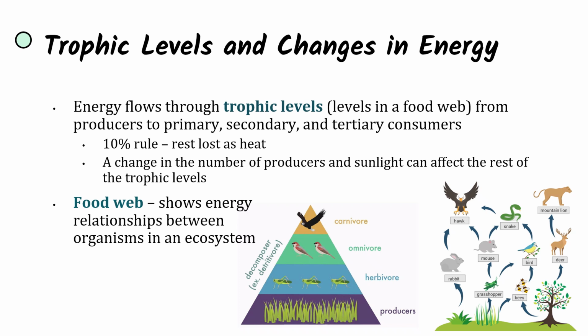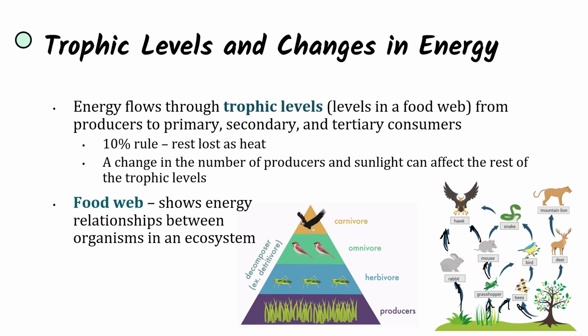And energy flows through trophic levels, which shows levels in a food web. And a food web shows energy relationships between organisms in an ecosystem. So in other words, who eats what? And we can see a food web here where we start with these plants that are eaten by grasshoppers, bees, rabbits, and then the hawk is going to eat the rabbit. The mouse is going to eat the grasshopper. The hawk will also eat the mouse.